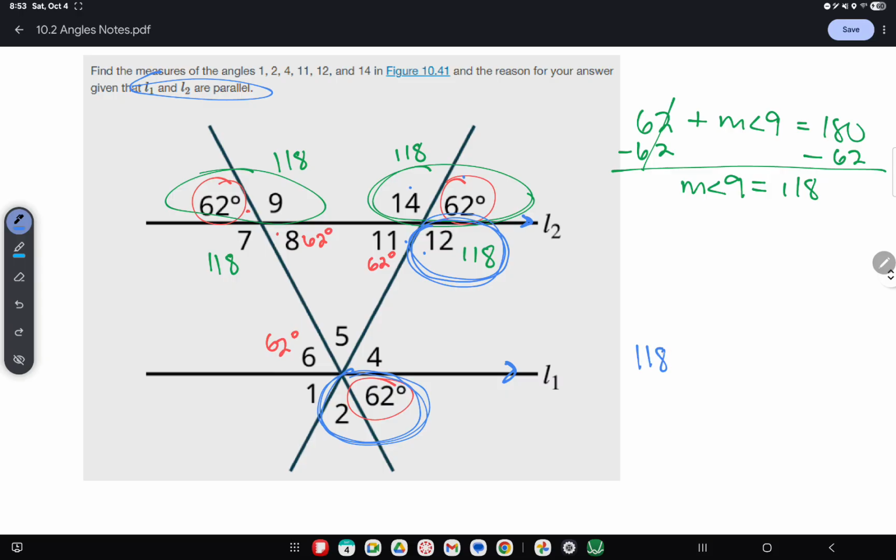So 118 would have to be the same as these two added up. So the measure of angle 2 plus 62. So I can subtract 62 on both sides. So the measure of angle 2 is 56. And then 2 is a vertical angle with angle 5. So that's also 56.